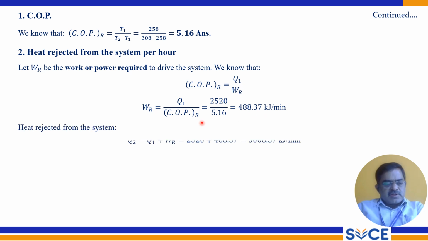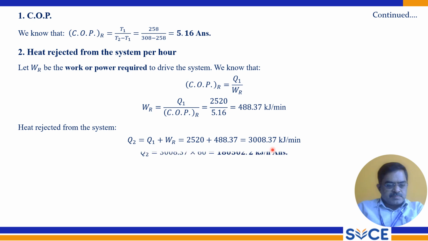So now with this, heat rejected from the system can be calculated, that is Q1 plus WR equal to 2520 plus 488.37, that is equal to 3008.37 kilojoules per minute. So Q2 equal to, so this is per minute, you just convert into per hour. So that is into 60, that equal to 180,502.2 kilojoules per hour. So this much per hour.